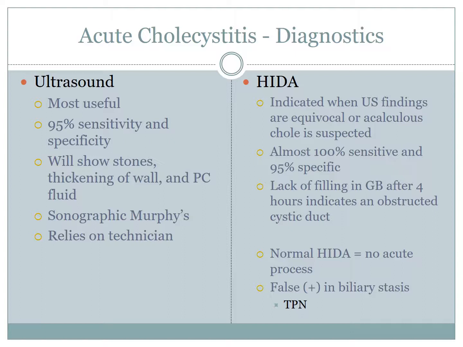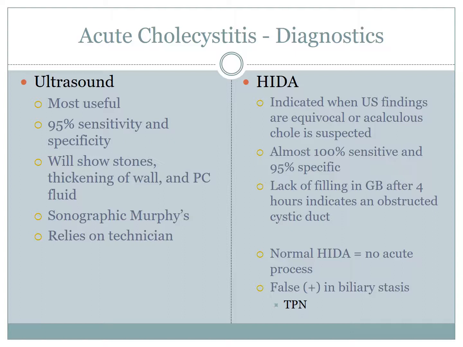But what's the gold standard for diagnosing acute cholecystitis? That's a HIDA scan. So for those of you that don't know how a HIDA scan works, which I didn't know for a long time, you inject dye intravenously, and this dye gets taken up into the liver and then eventually secreted into the biliary system, and then eventually drains into the small bowel. So it really lights up the biliary system really well. So what happens is if there's an obstruction of the cystic duct, this dye is not going to fill the gallbladder.